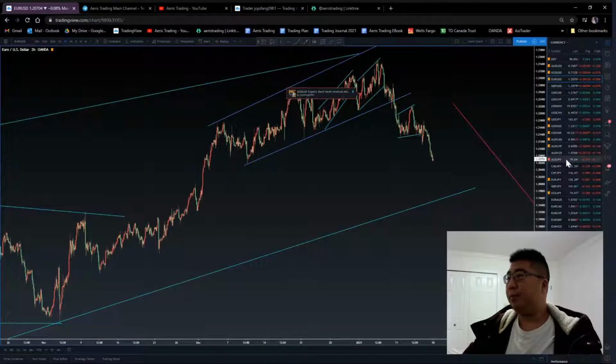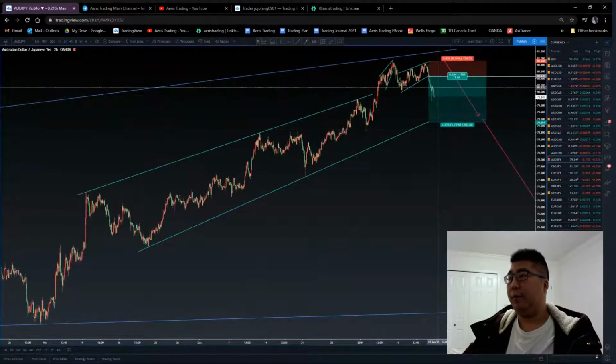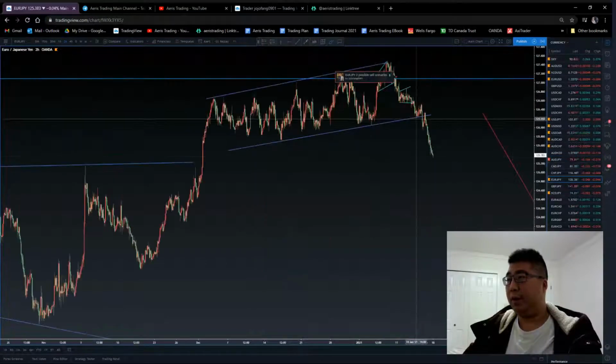Aussie Yen, I'm already in, right? Waiting for the price to break out and continue. Euro yen is looking good as well. Actually, looking very good that we break out from this overall ascending channel. I think a larger correction here would be nice to get in.